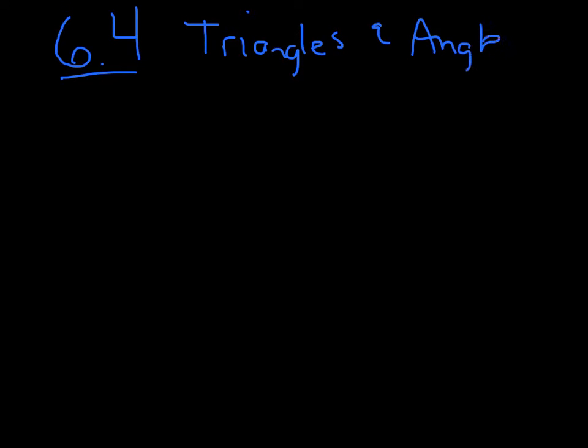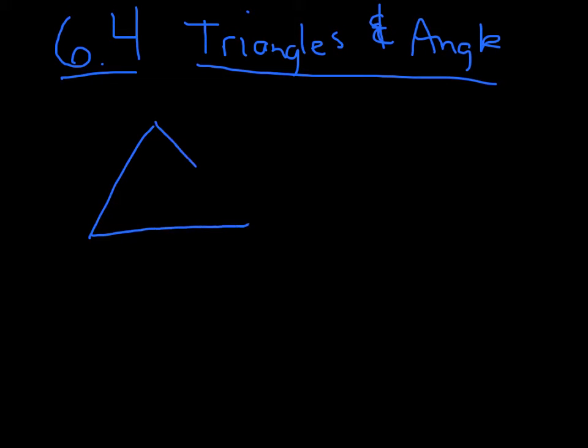This is a video on section 6.4 in our geometry text that deals with the relationship of triangles and their angle measures with respect to finding the largest or smallest side in a triangle based on the angles of sides given, and also determining whether or not a triangle is going to be formed. So this diagram is not drawn to scale.